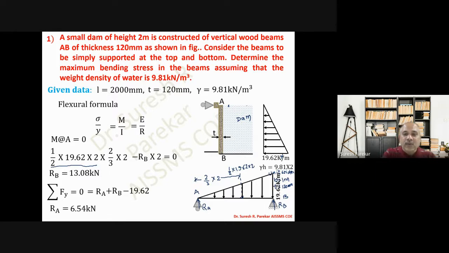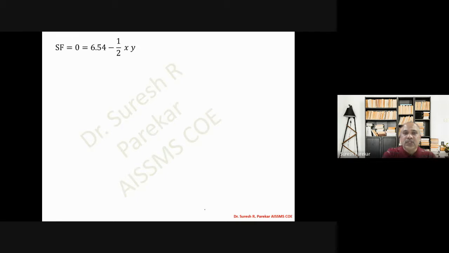And then we have to find out the point of zero shear force. Now try to understand this. So we have a triangular load. This is 2 meter, we have the triangular load over here, and we have this value 19.62.